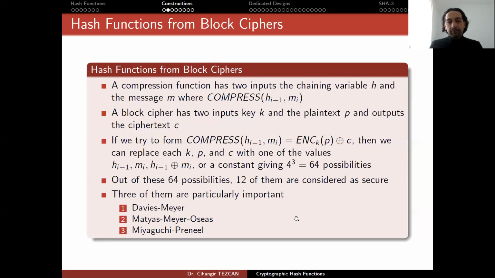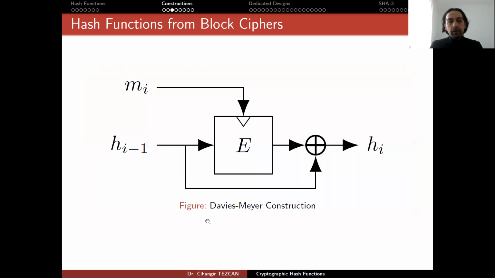And more importantly, these 3 of them are generally considered as secure, and they are the Davies-Meyer, Matyas-Meyer-Oseas, and Miyaguchi-Preneel constructions. So we will see how it works. Let's start with the Davies-Meyer construction.